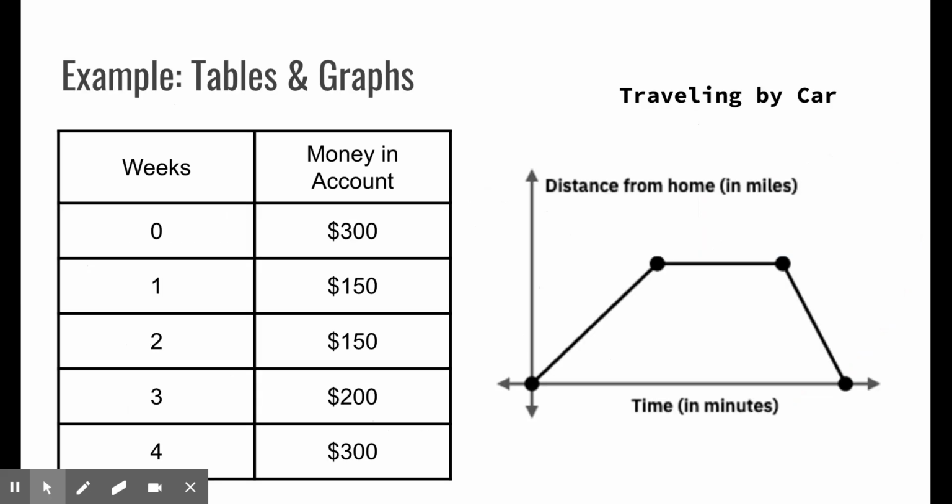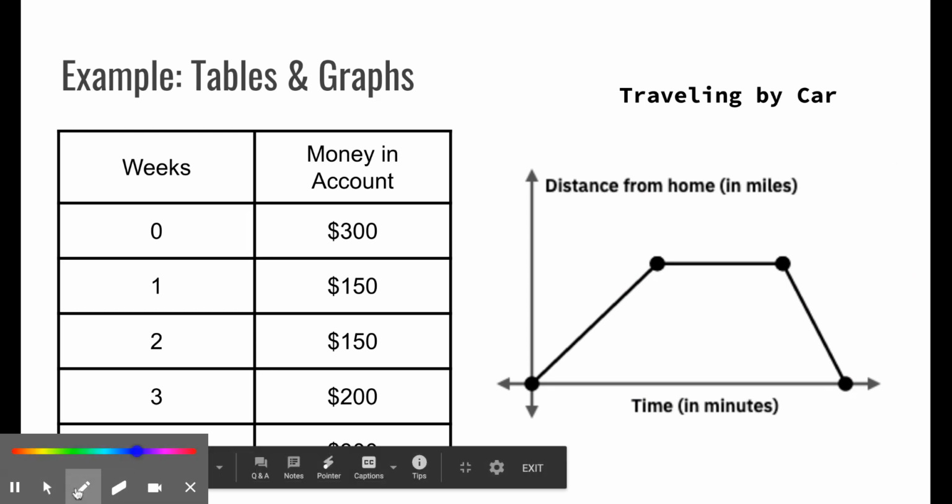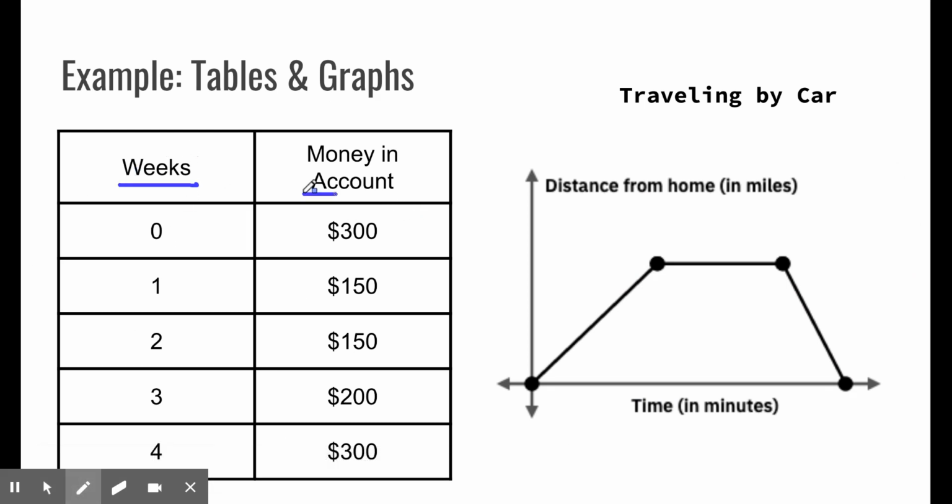So let's take a look at an example in a table. So using our labels, we've got weeks and the amount of money in an account. So if we look at just weeks, we're going from 0 to 1 to 2 to 3 to 4. We can see that whole time our values are going up, starting at the lowest, 0, and then slowly rising up to 4. So we would say that those values are increasing. And I'm not going to write out the whole word, I'll just write out inc.